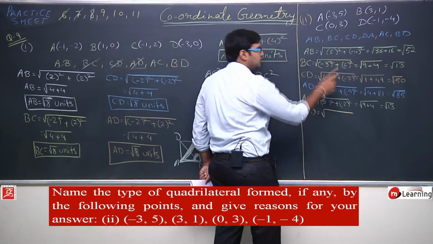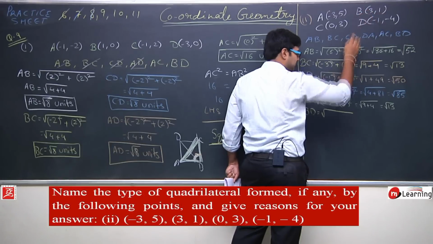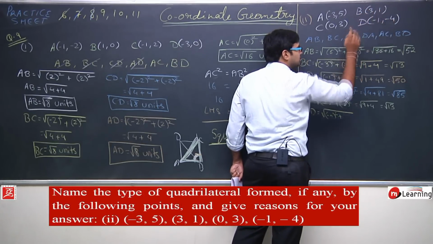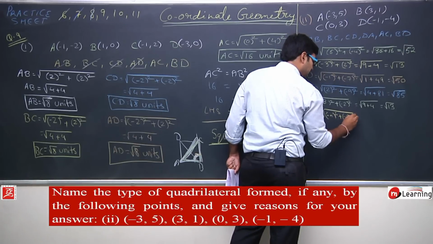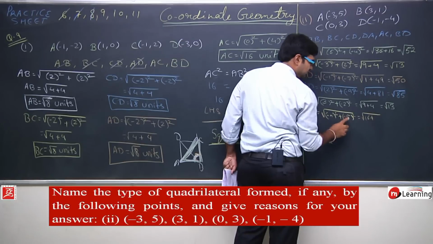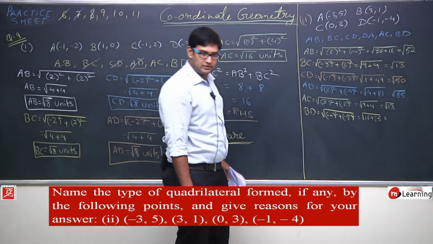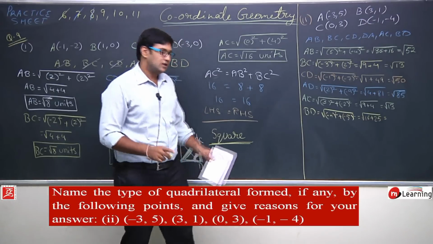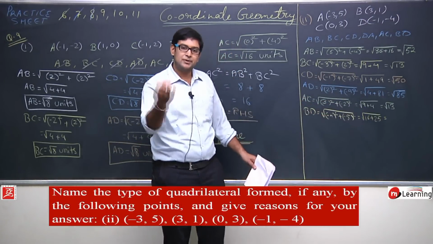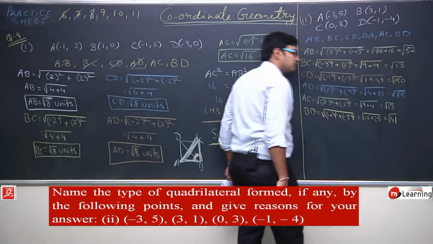the length of BD will be x1 y1 x2 y2. So x2 minus x1, minus 1 minus 3, will give you minus 4 whole square, plus minus 4 minus 1 will give you minus 5 whole square. This will be equal to square root of 4 square is 16 and this 5 square is 25. So just add this 16 and 25. How to add 16 and 25? Again, first add 20 to 25, so it will become 45, and subtract 4. So it will become 41. So it will give you square root of 41.